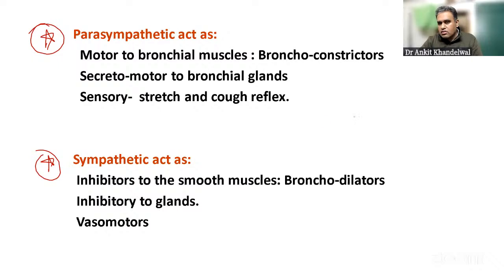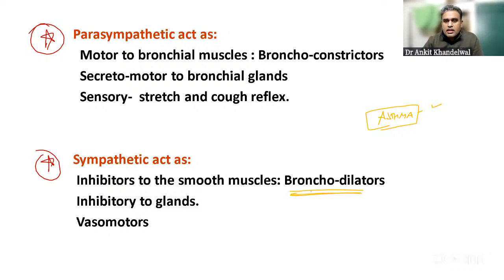Have you seen cases of asthma, to be correct? You have to pronounce this word as asthma. It is written as ASTHMA, but pronounced asthma. So in asthma, what happens is there is bronchoconstriction. What do you give? You give bronchodilators.